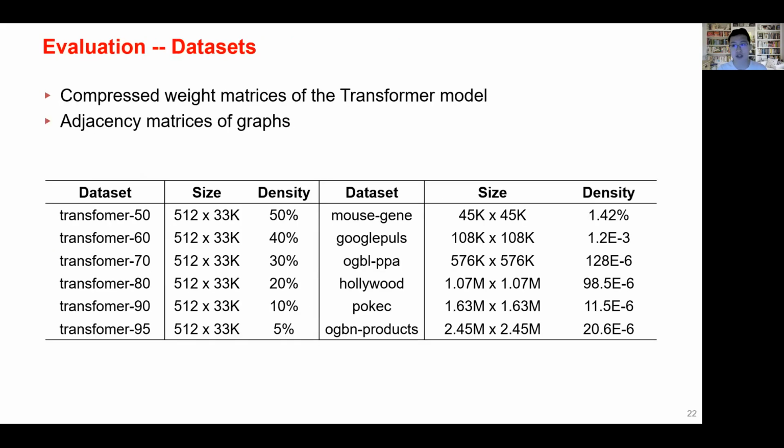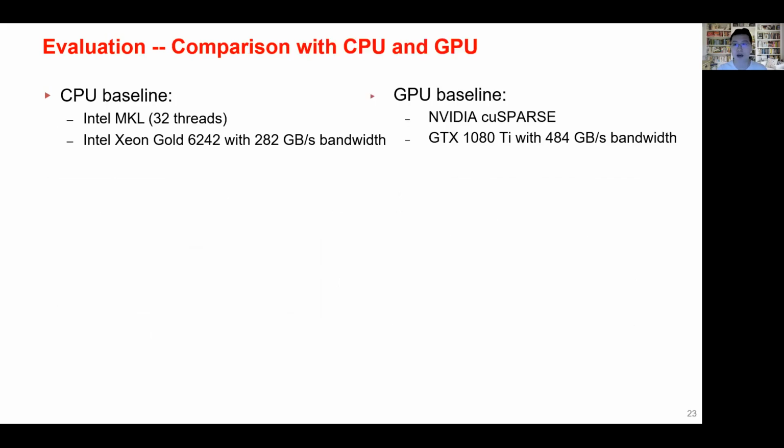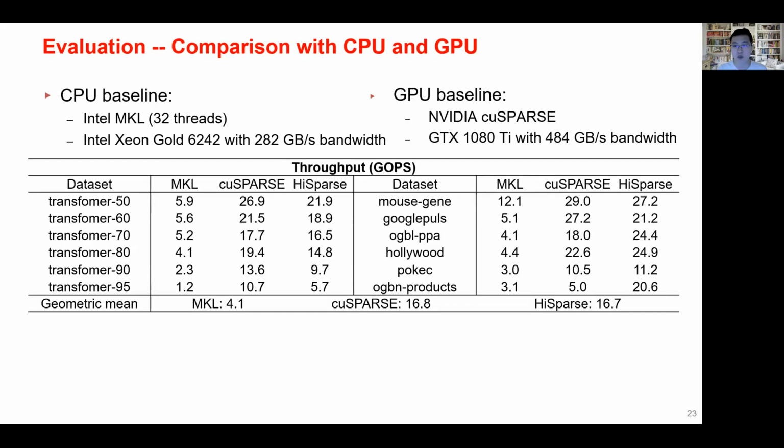To evaluate our design, we run HiSparse on various data sets. These data sets come from compressed weight matrices of the transformer model and also some adjacency matrices from different graphs. We compare our design with the CPU baseline, which is the Intel MKL library running with 32 threads on a Xeon Gold machine, and also the GPU baseline, which is the NVIDIA cuSPARSE library running on the GTX 1080 Ti graphics card. This table shows the throughput numbers of MKL, cuSPARSE, and HiSparse.